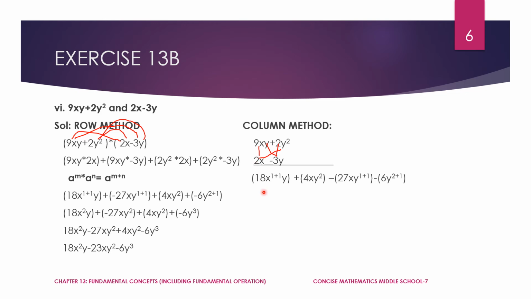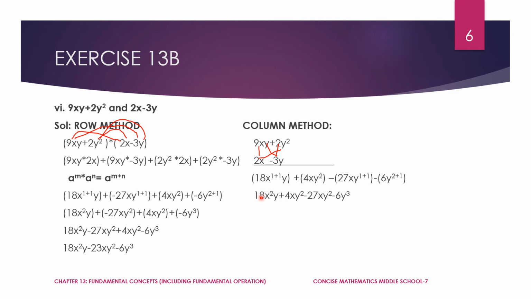9 2s are 18, x to the power of 1 plus 1, y. Here plus into plus, plus. 2 2s are 4, x, y square. Here we are having a minus sign, plus into minus, minus. 9 3s are 27. See, x, y, y. Y into y is y to the power of 1 plus 1. Minus into plus, minus. 3 2s are 6. Y to the power of 2 plus 1.